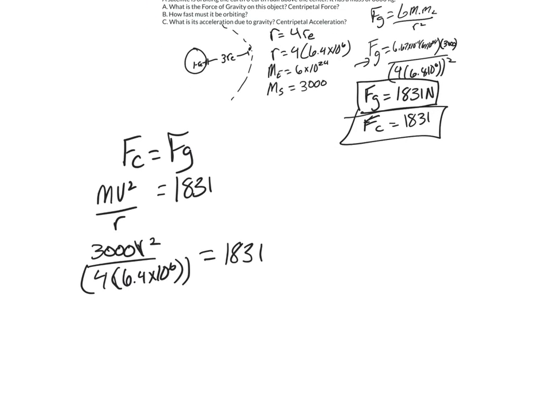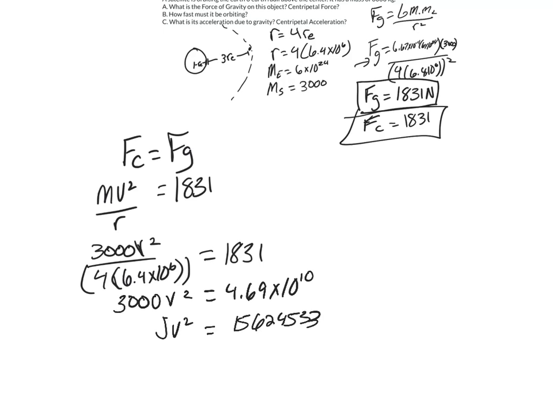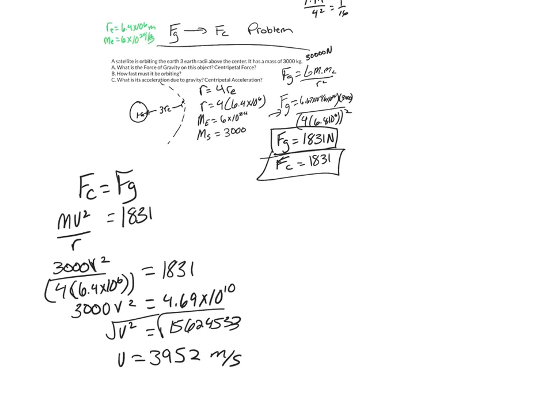So I can multiply those up and find V. That would be 4.69 times 10 to the 10th equals 3,000 V squared. If you do that, you would get V squared equals that number, and then you square root it, and you would get V is equal to 3,952 meters per second. Okay, so that would be the velocity that it would have to orbit with.